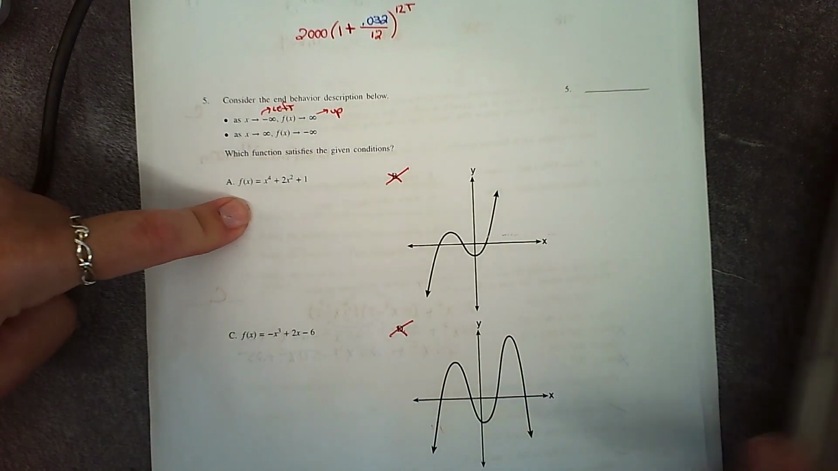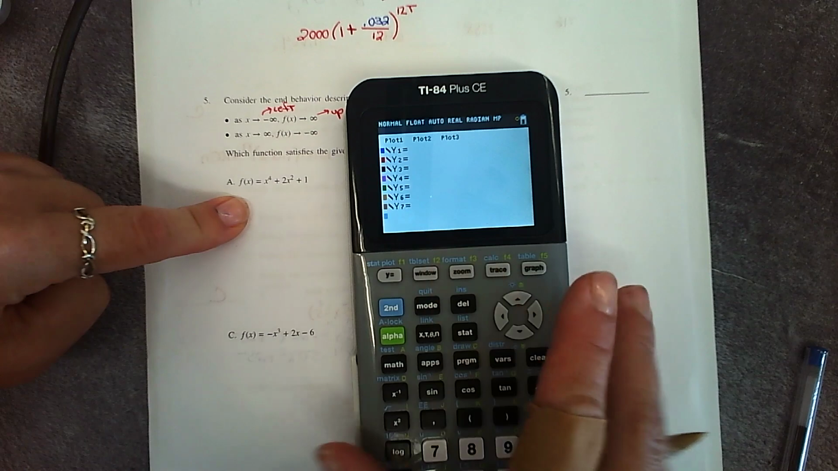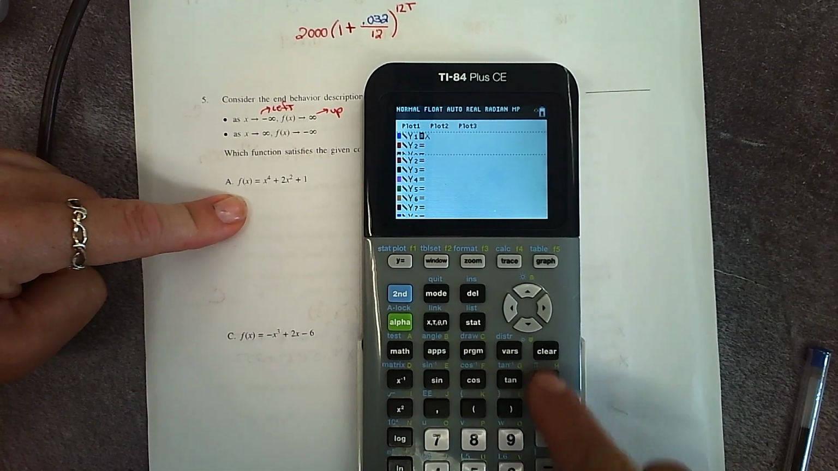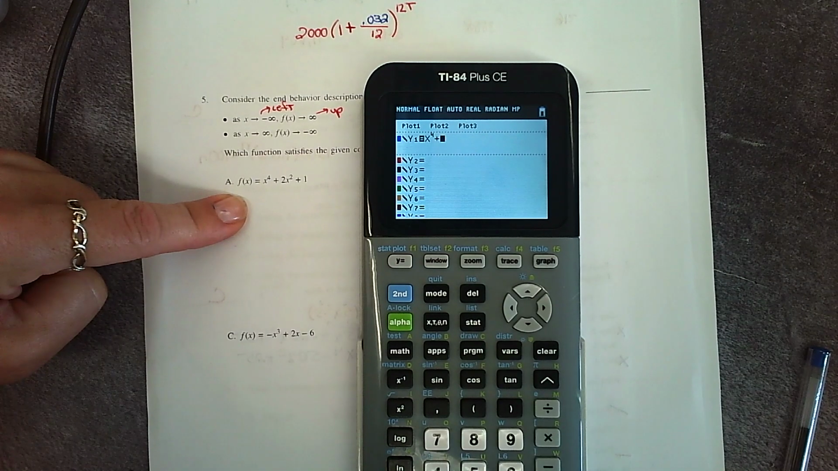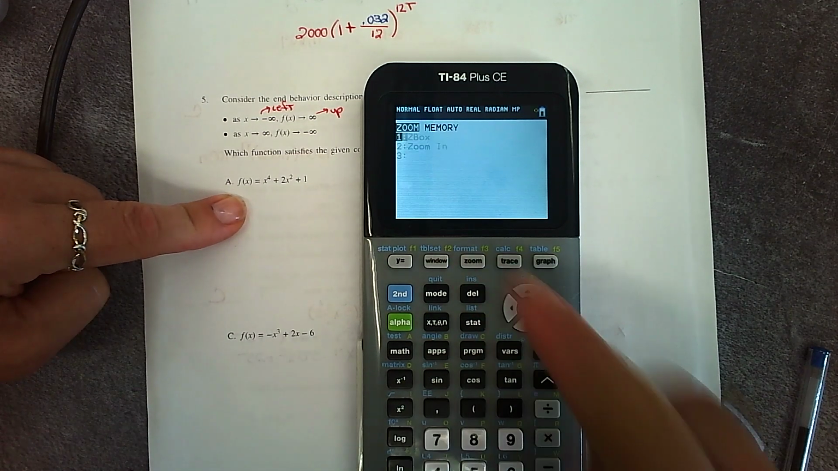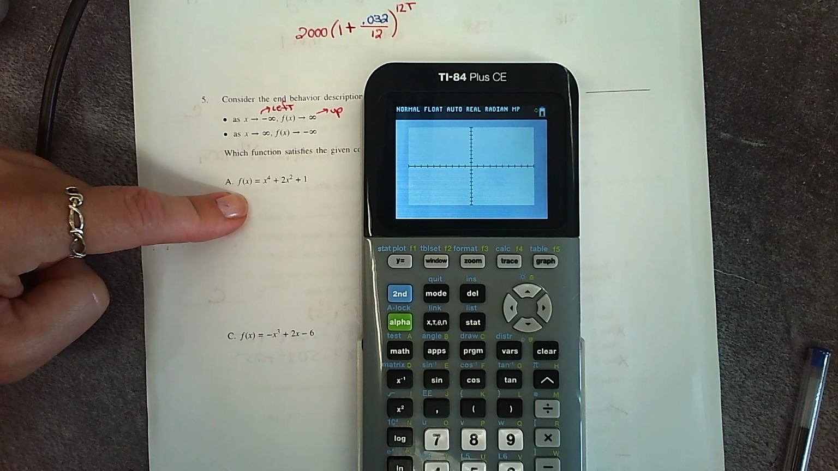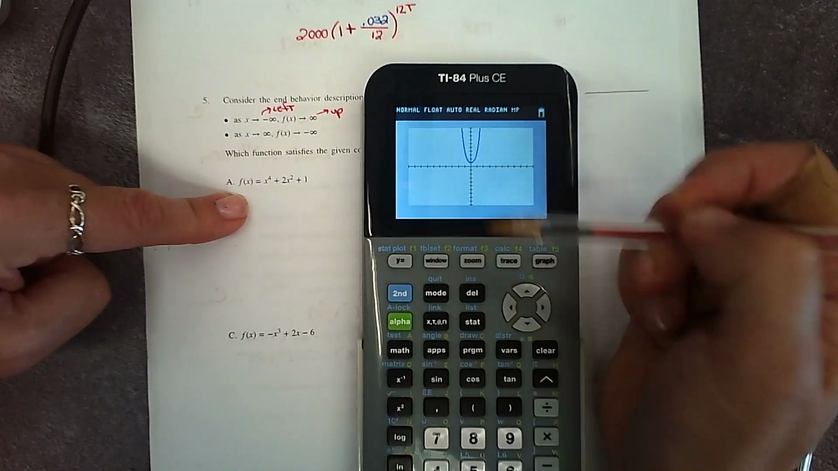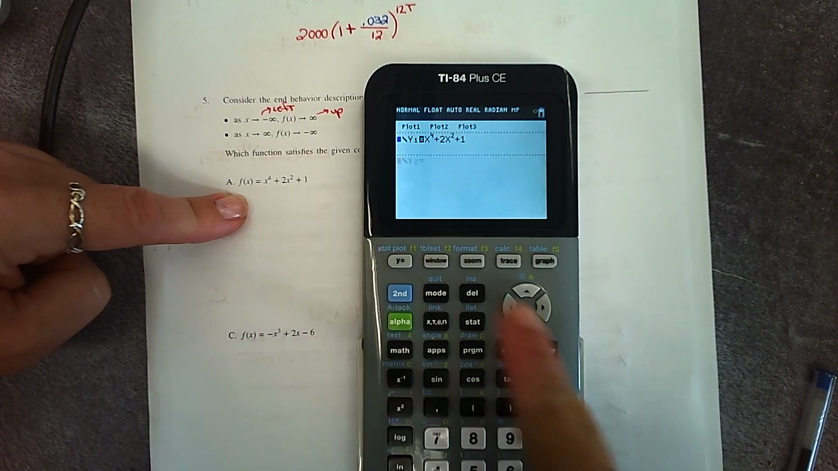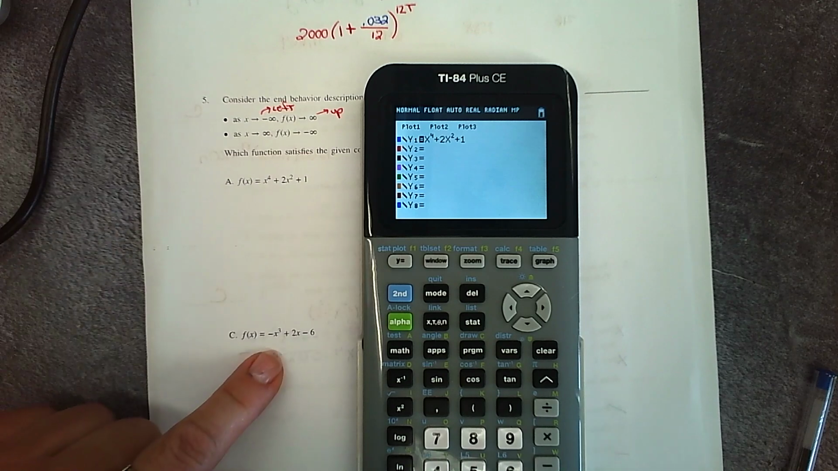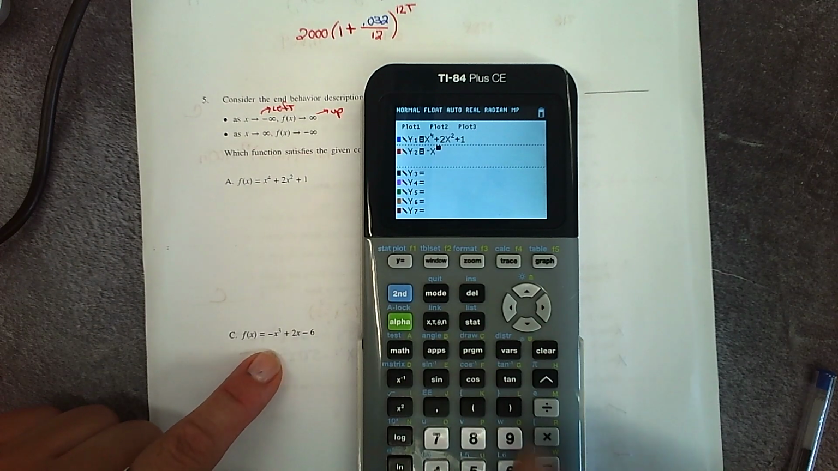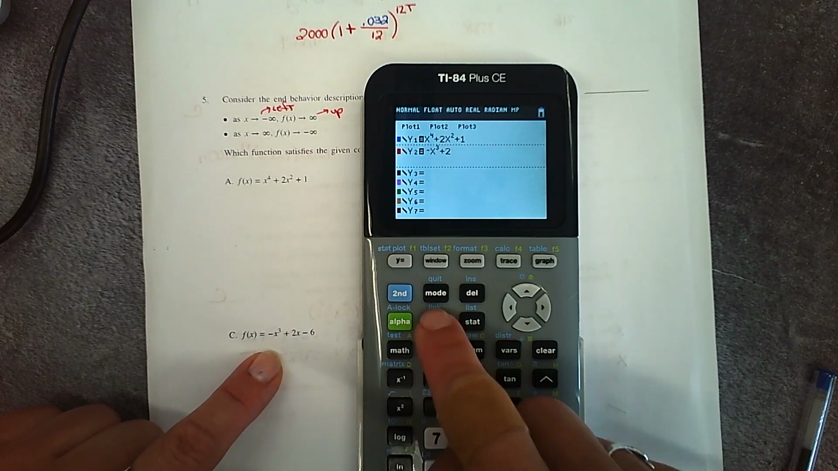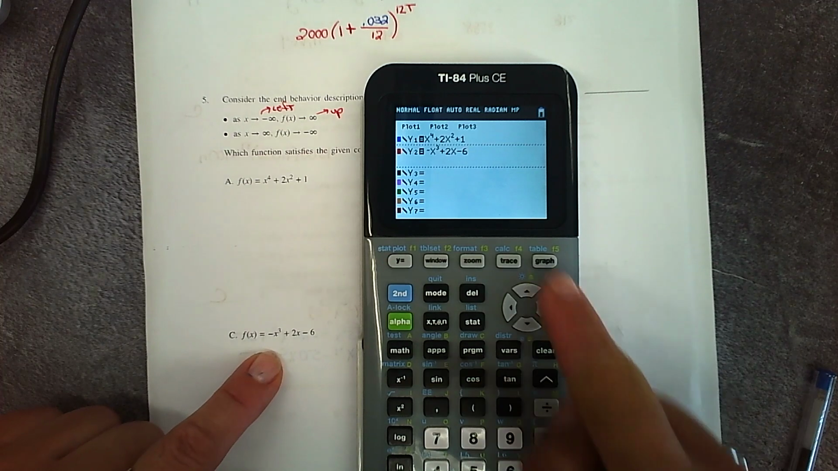Now, we're going to look at this in our graphing calculator. So I'm going to go to y equals, plug in x to the fourth, plus 2x squared, plus 1. All right, and then I'm going to hit zoom 6. All right, so over here to the left, is it going up? Yes, it is. All right, so that's definitely in play. All right, and then underneath that, I'm going to put the other one. Negative x raised to the third plus 2x minus 6. So let's graph that too.